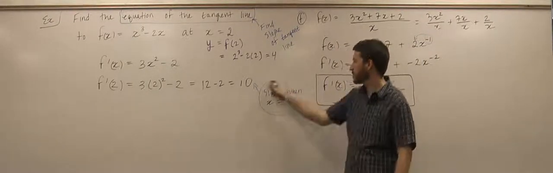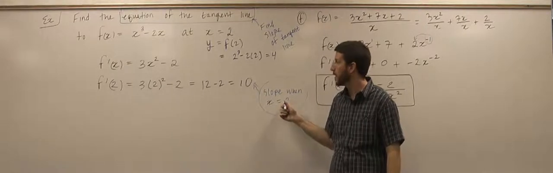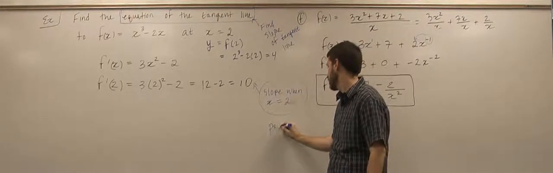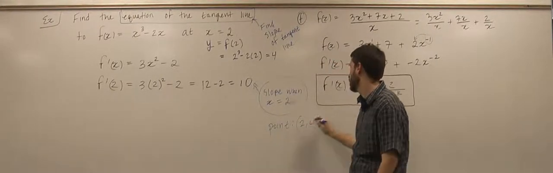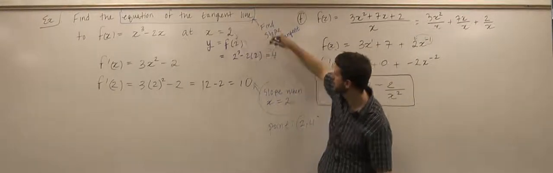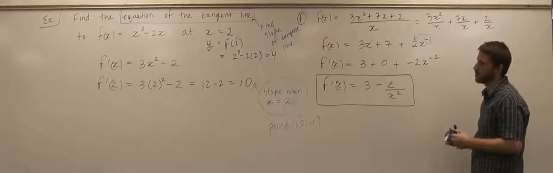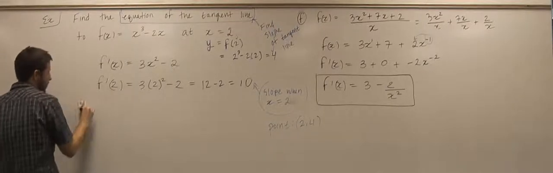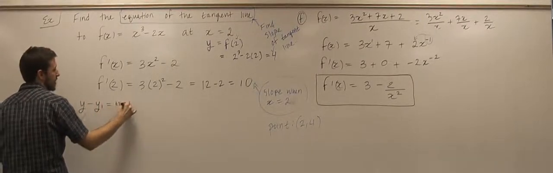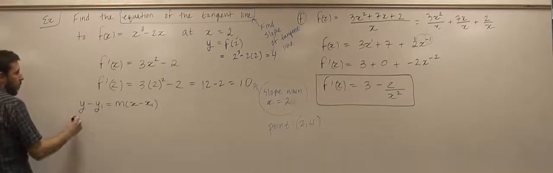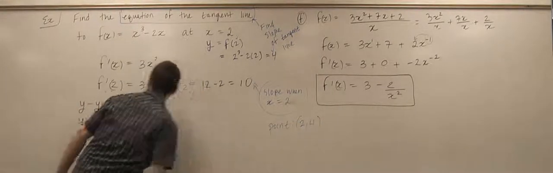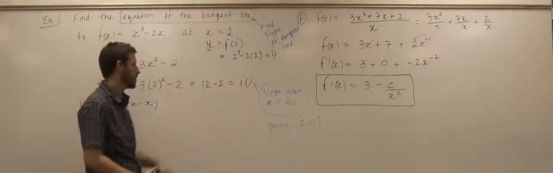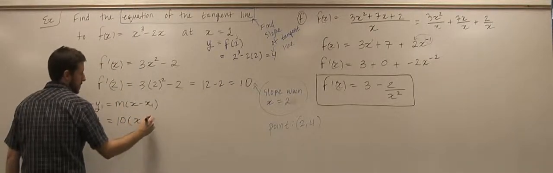So I have a slope which comes from plugging 2 into the derivative. I have a point which comes from plugging 2 into the original function. Right, my point I know is 2 comma 4. So then I just use my formula, find the equation of the tangent. Do your point slope form if you want. y minus y1 equals m times x minus x1. So y minus your y value, y minus 4 equals 10, because that's the slope we got from our derivative, times x minus 2.